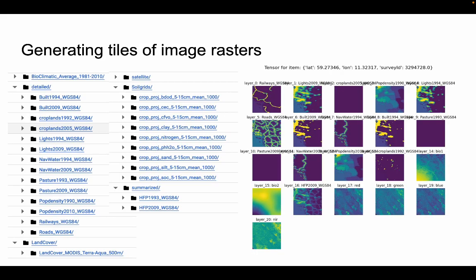We also generate tiles of all of the image rasters. So we actually have quite a few different image rasters. We have, I think, around 20 to 30 different types of rasters, covering everything from croplands to population density to railways and roads. We use some of the data loaders that the competition provides in order to convert from a survey ID into a tile that represents that data in the 128 by 128 pixel region.